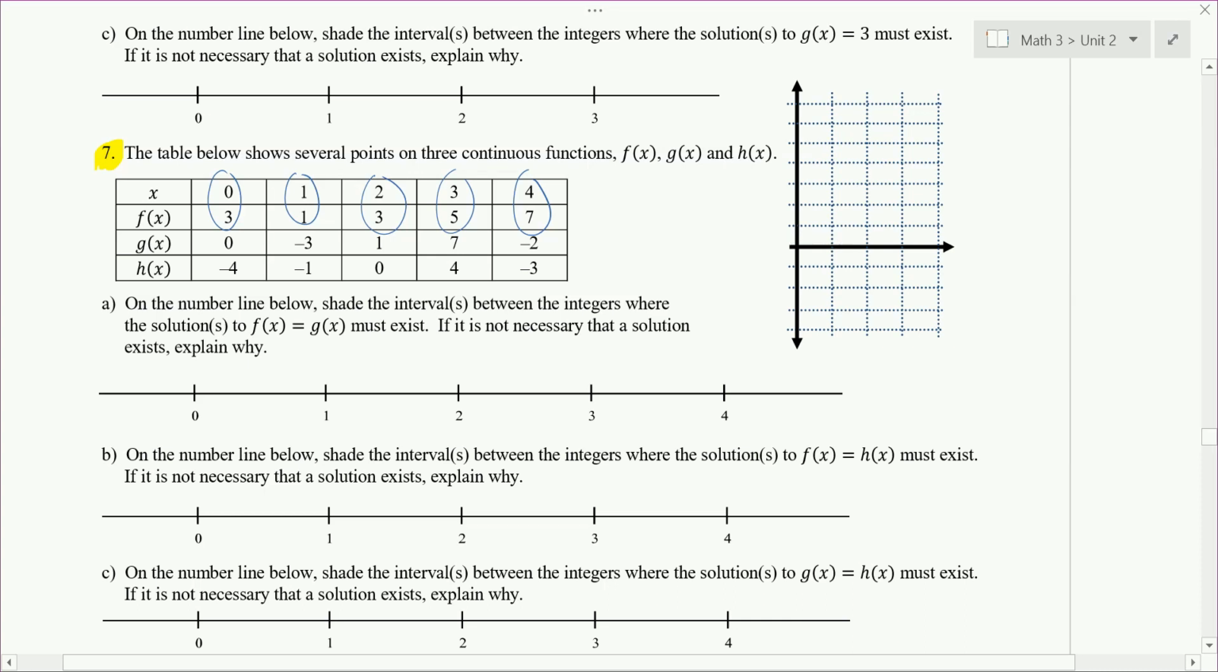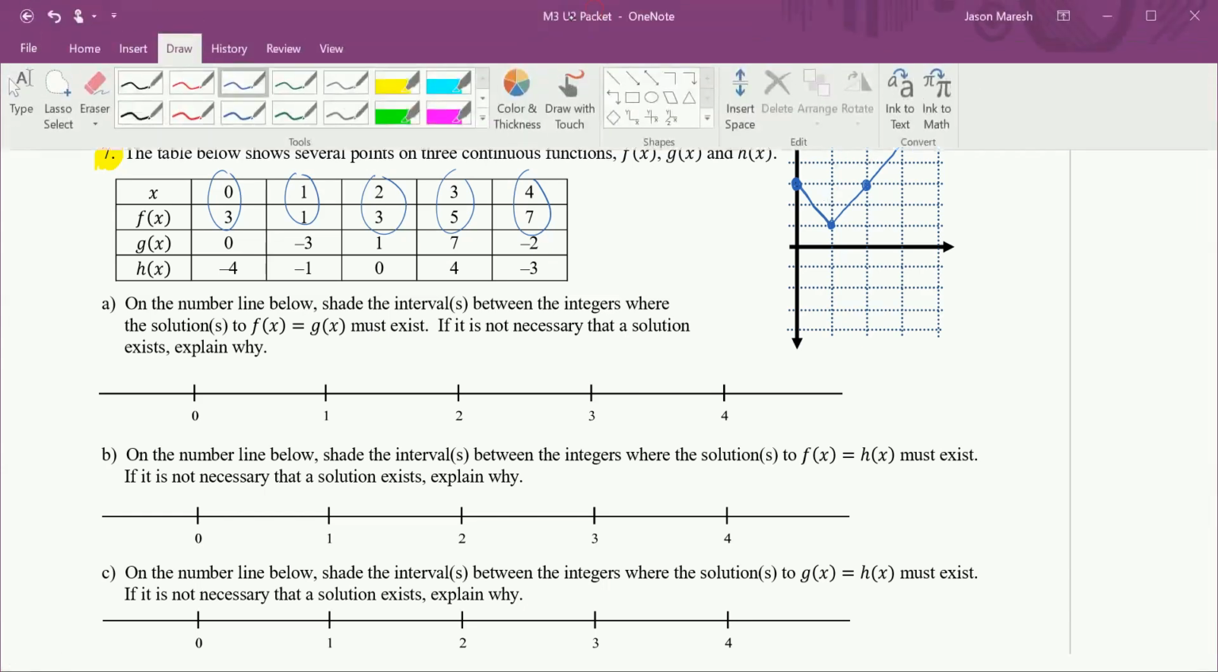So 0, 3, 1, 1, 2, 3, 3, 5, 4, 7. And we're not sure what happens between the points. It may dip down further, or I'm just going to connect them with the shortest distance possible. So we know they're continuous.